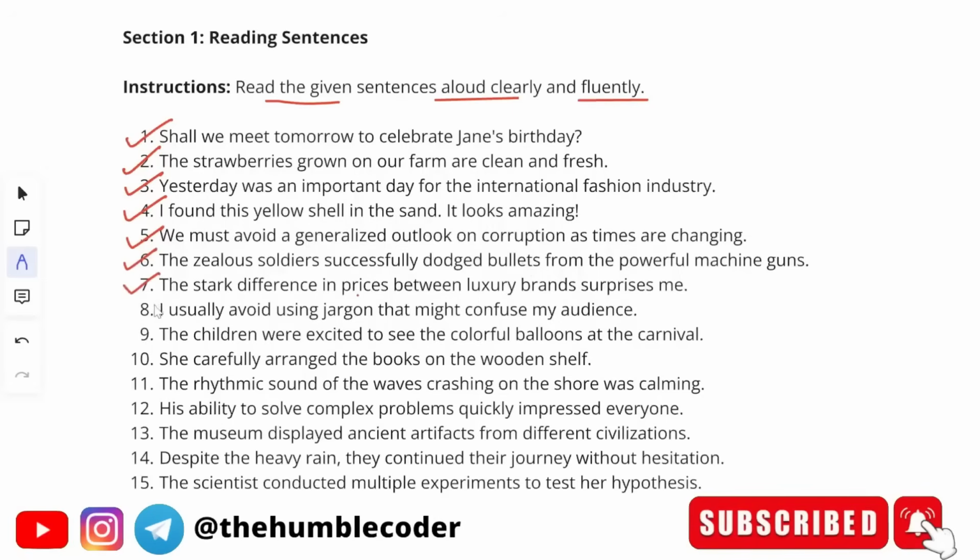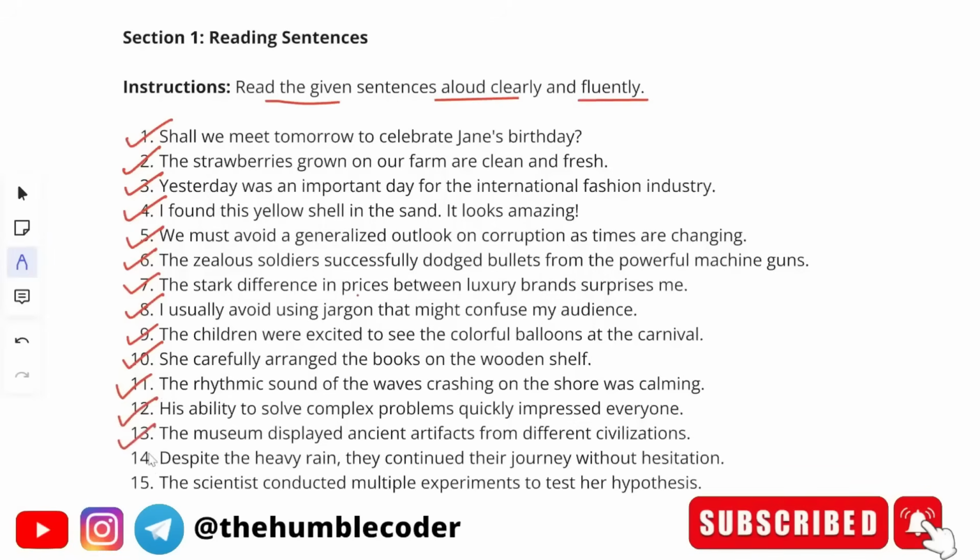Seventh sentence, the stark difference in prices between luxury brands surprises me. Eighth, I usually avoid using jargon that might confuse my audience. Ninth, the children were excited to see the colorful balloons at the carnival. 10. She carefully arranged the books on the wooden shelf. 11th, the rhythmic sound of the waves crashing on the shore was calming. 12th, his ability to solve complex problems quickly impressed everyone.